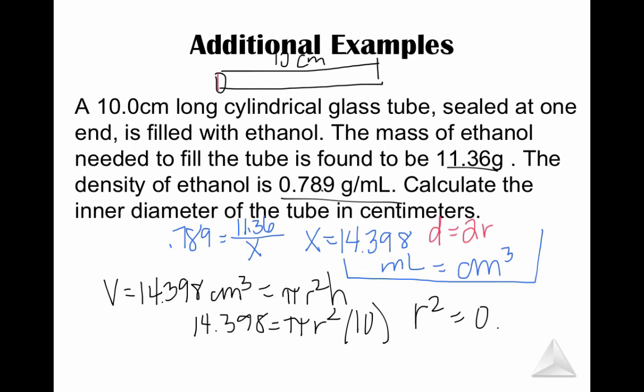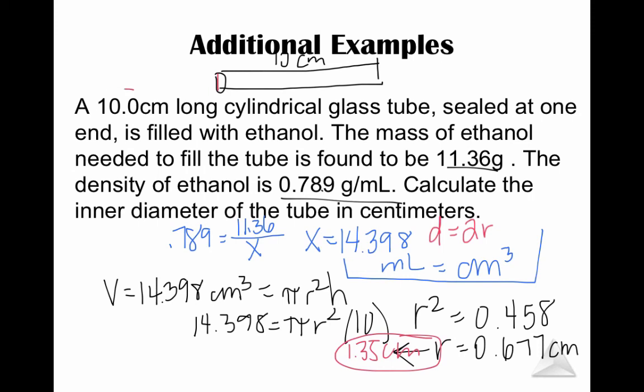I got 0.458. So depending on if you use 3.14 or if you actually use pi, you might get something a little bit different. And then take the square root. R is equal to 0.677 centimeters. Now, we need diameter. How do you figure out diameter? Multiply that by 2. When you multiply that by 2, you get 1.35 centimeters. 3 significant figures because our height was given in 3 significant figures.